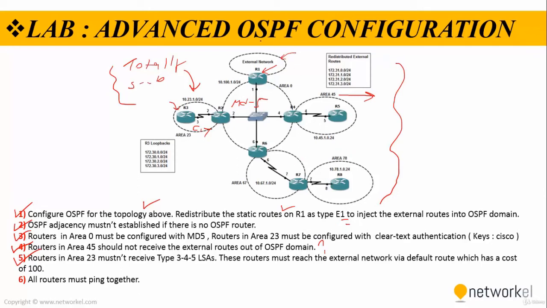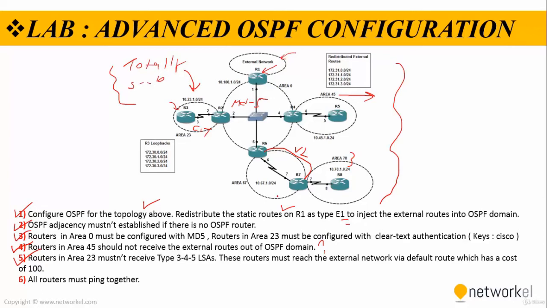Okay, all areas should be directly connected to area 0, which is the backbone. But I can see that area 78 is not directly connected to the backbone area, as you can see. So what I need to configure is just the virtual link between router 6 and router 7. All right, I'm going to configure a virtual link to reach router 8's routes.